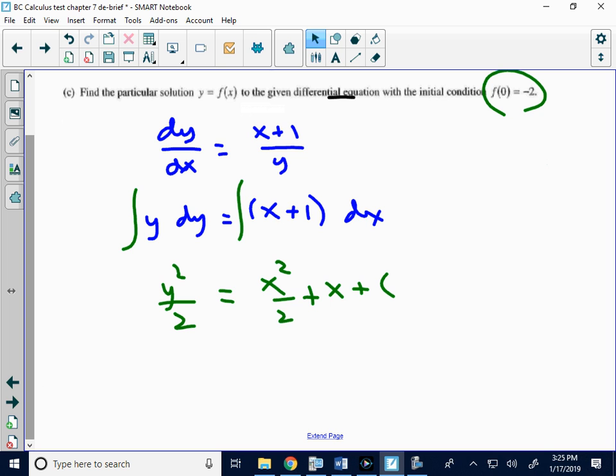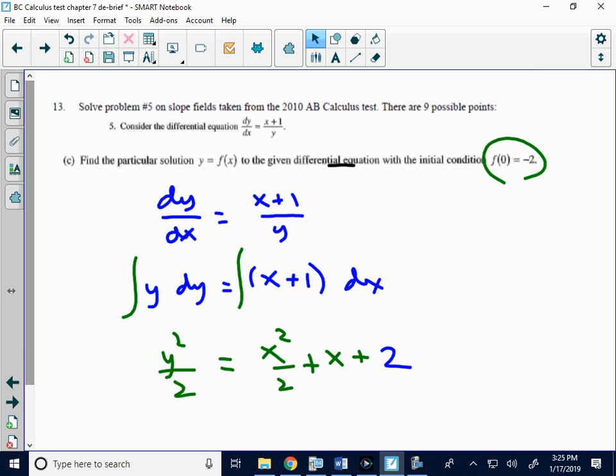If x is 0, y is -2. So this becomes what? 4 over 2 is c. So c is 2. Let me chuck that in there. C is 2. So I've done most of the work here. The last point is just a little tedious. It does say you have to solve this for y. So we've done all the calculus at this stage.